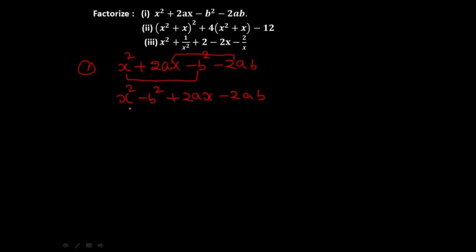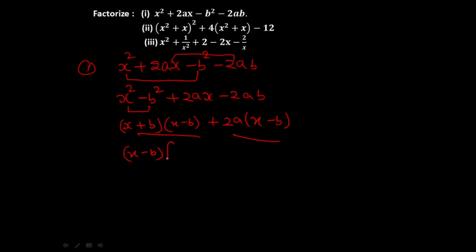Let's see what will happen if I do this. Use the identity here: a square minus b square, that is (a plus b)(a minus b). And what is common in these two? 2a is common. The pending part is x minus b. Now again, what is common in this whole thing? x minus b is common. What is left here? x plus b. And what is left here? 2a. That's it. So the final answer is (x minus b)(x plus b plus 2a).